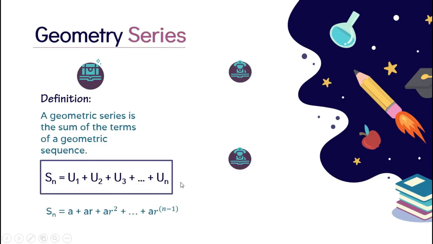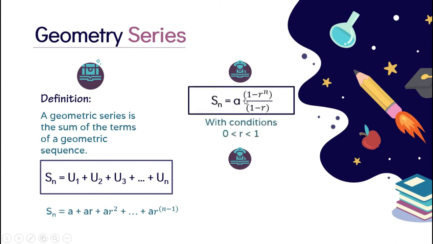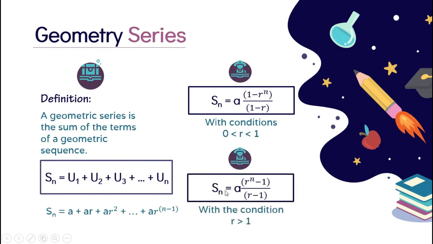If it is known that the value of a is the first term and the value of un is the n term, then the geometric series value is Sn equals a multiplied by (1 minus r to the n power) divided by (1 minus r), with the condition r is more than 0 and less than 1, or Sn equals a multiplied by (r to the n power minus 1) divided by (r minus 1), with the condition r more than 1.